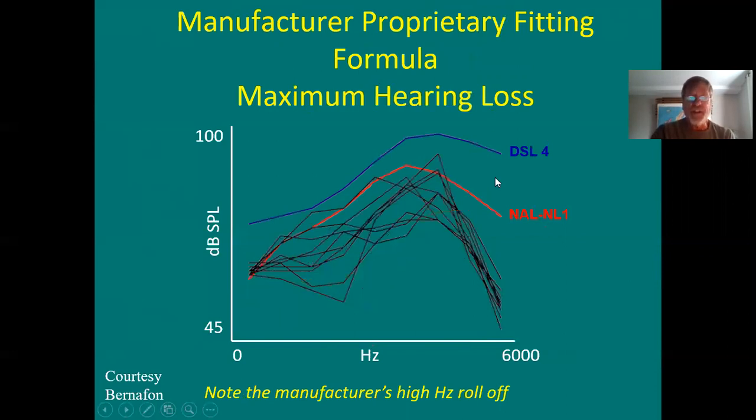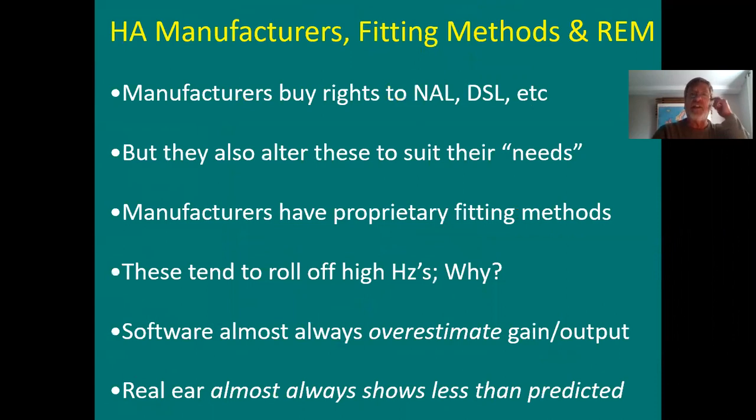Okay, so this is just, again, underlining the fact. Manufacturers buy the rights to these methods, but they also alter these to suit their needs. Manufacturers also have proprietary fitting methods. These tend to roll off the highs, and I would say even more than the manufacturer's versions of NAL and the manufacturer's versions of DSL. Those roll off the highs as well, but the proprietary fitting methods especially.